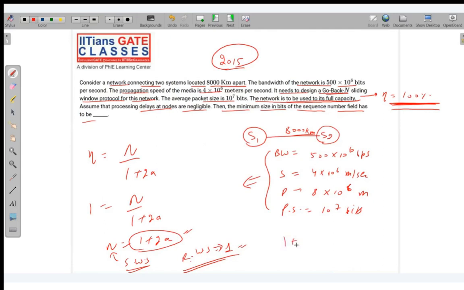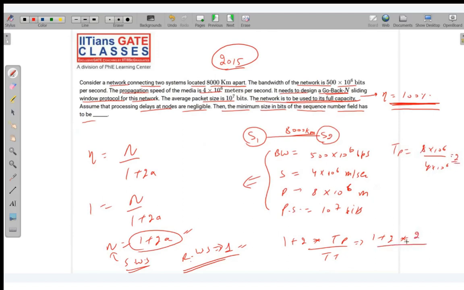Now we can calculate 1 plus 2a very easily. a is TP upon TT, so 1 plus 2 into TP upon TT. What is TP here? Propagation time. They have not mentioned it, so it is distance upon speed. TP is equal to distance, 8 into 10 to the power 6, upon speed, 4 into 10 to the power 6. So it comes out to be 2 seconds.